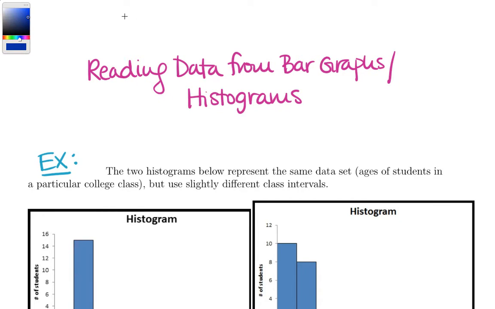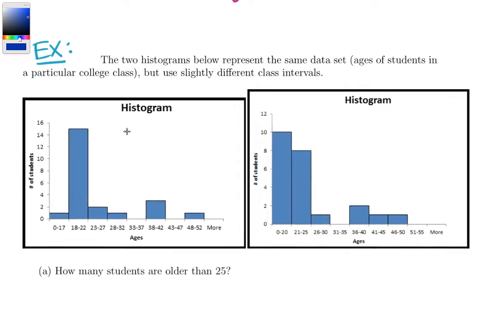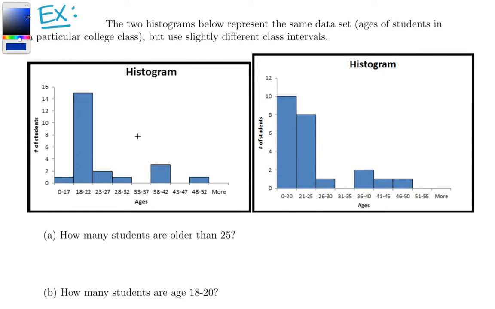Hi everyone, today we're going to be doing an example that involves reading data from a bar graph, also called a histogram. And let's go ahead and get right to it. We have two histograms below, and they were made representing the same data set, which was ages of students in a particular college class, but they used slightly different class intervals.